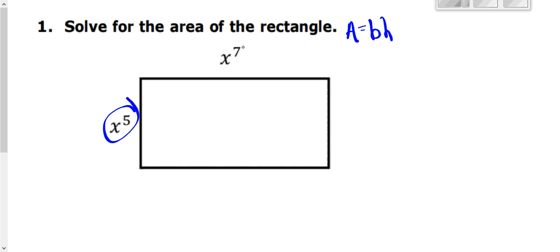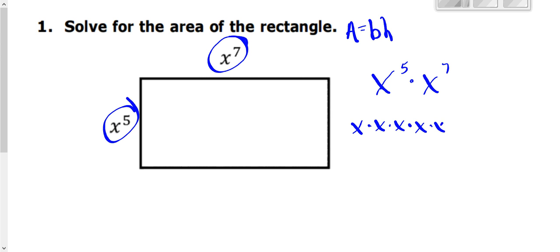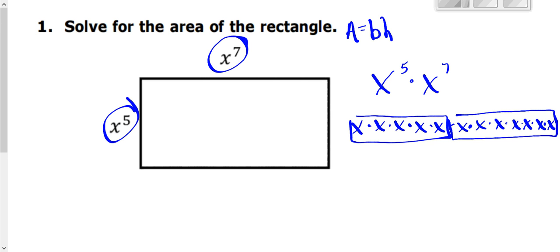So here, that means I'm going to do x to the 5th times x to the 7th. If I expand that out, x times x times x times x times x, and then x to the 7th. So I have x to the 5th, I also have x to the 7th, and that would make x to the 12th.